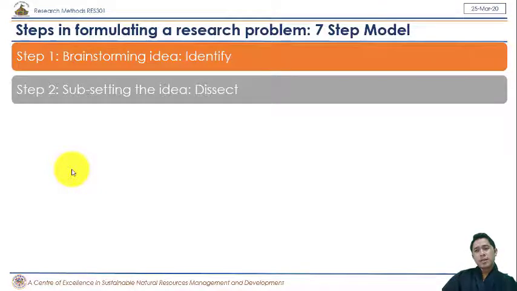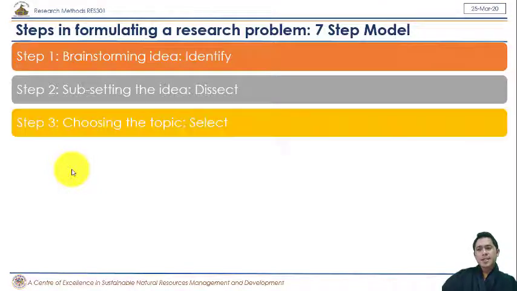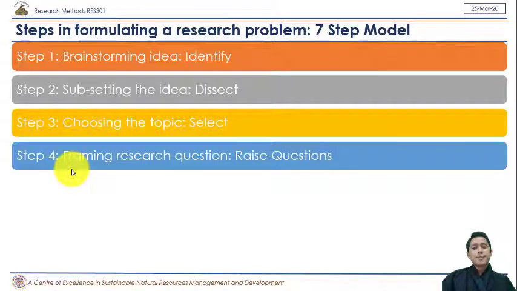of the overall topic. So after dissecting, then you are going to select from those. So let's say that I want to study diversity and distribution of lichens in Wangdipuram district. So I've selected that one. Then raise questions. So frame questions basically. So exactly, in order to look at the diversity and distribution of lichens in Wangdipuram district, what are the questions that I need to ask?